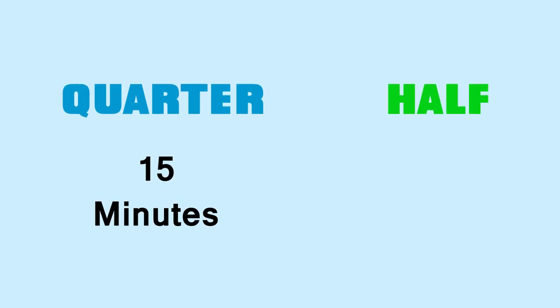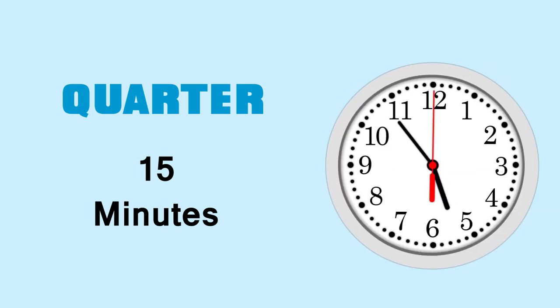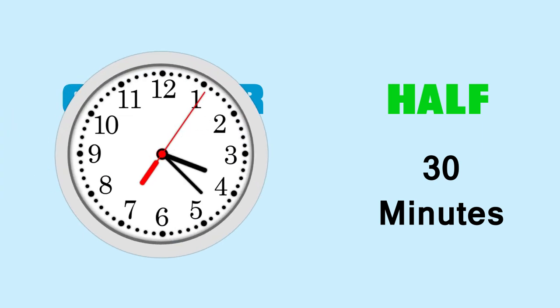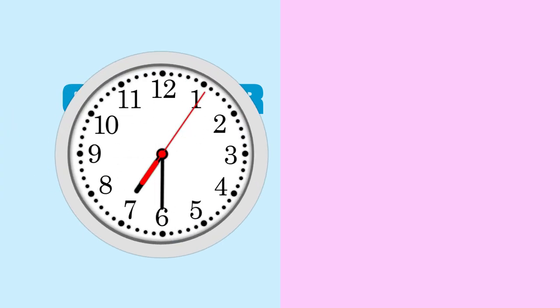Now let's learn two special words, quarter and half. 15 minutes is a quarter. So we say a quarter past or a quarter to. For example, a quarter past 6, a quarter to 7. 30 minutes is half. So we say half past. For example, half past 7.